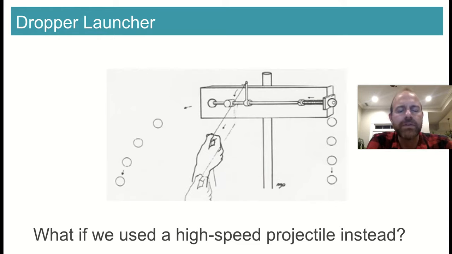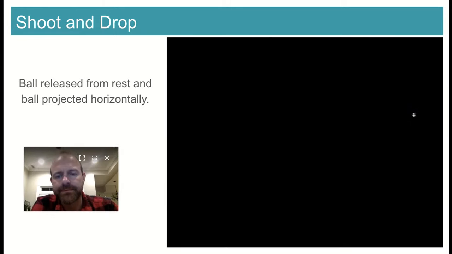We're going to look at what this looks like, and we might ask ourselves, what if we used a really high-speed projectile? There's a very famous idea: if you did something as fast as a bullet shot from a gun, or a cannonball, and at the same moment you were able to drop one of those projectiles, would they hit the ground at the same or a different time? More on that later. So here's the video.